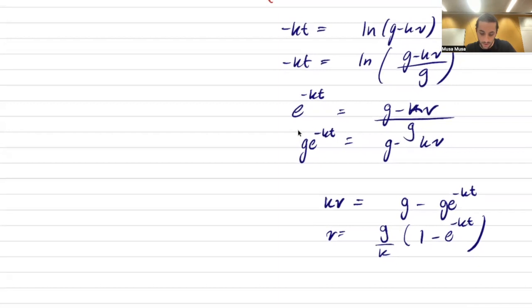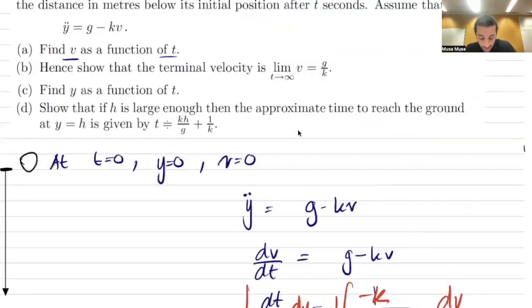Alrighty. What does the next part say? Hence show that the terminal velocity, the limit as t approaches infinity, of v equals g on k. So why do we actually have terminal velocity? Why is that a thing? First of all, terminal velocity is defined as the maximum speed or the maximum velocity a falling object can possibly reach, okay? And you might say, but if they're always accelerating downwards, then why is it that you're ever going to have a maximum velocity? Shouldn't you just keep increasing in velocity?